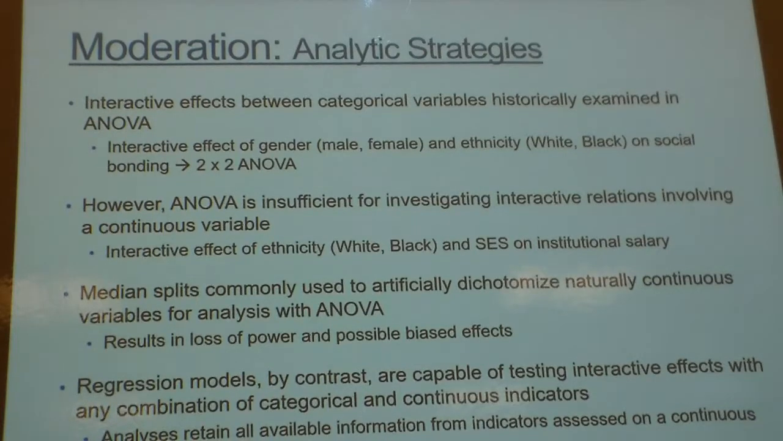Again, ANOVA is just a special case of regression, and we can use this larger general linear model to go through and take a look at interaction effects between continuous variables and continuous variables, or continuous variables and categorical variables, using all information along the continuous scale, right? We don't lose any information with this process, right?